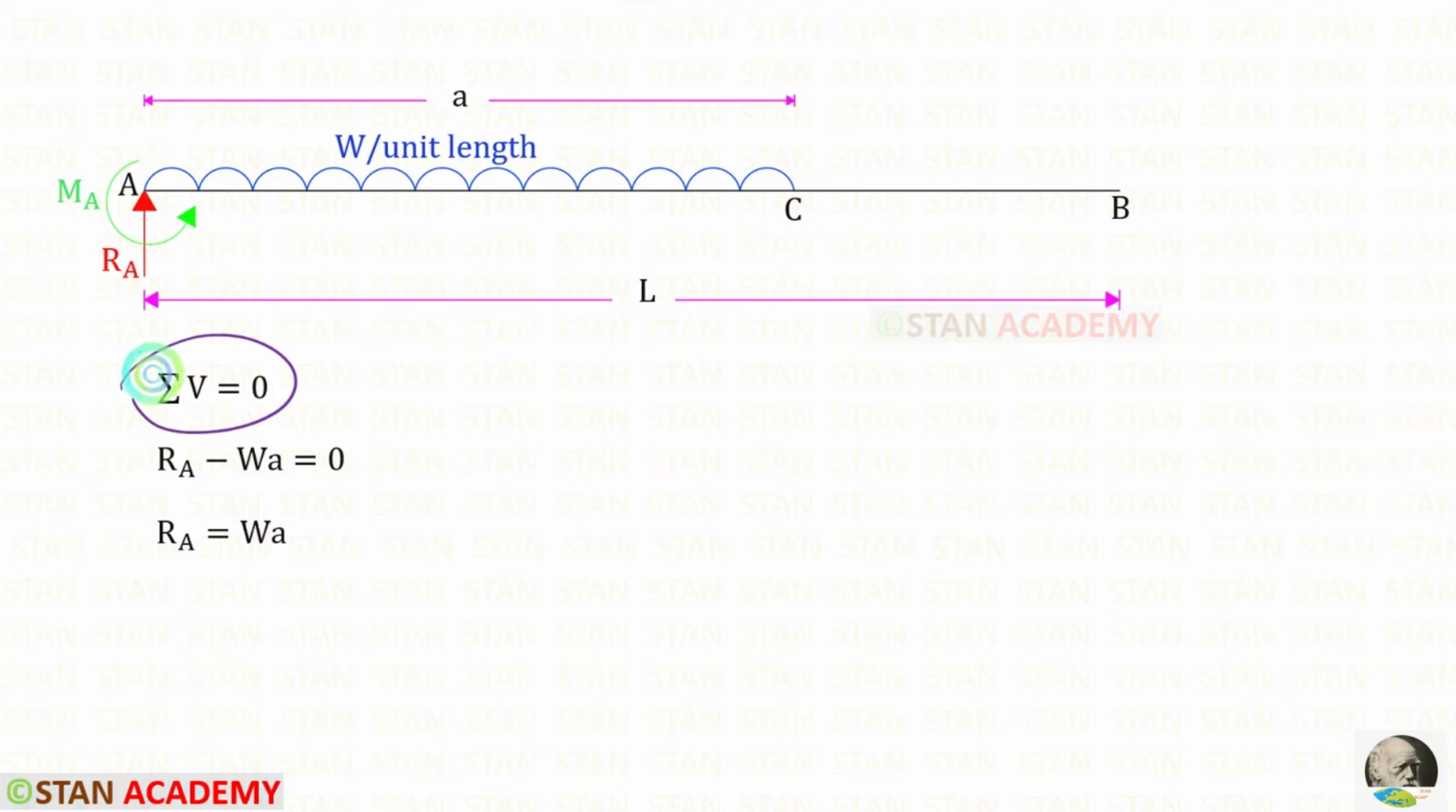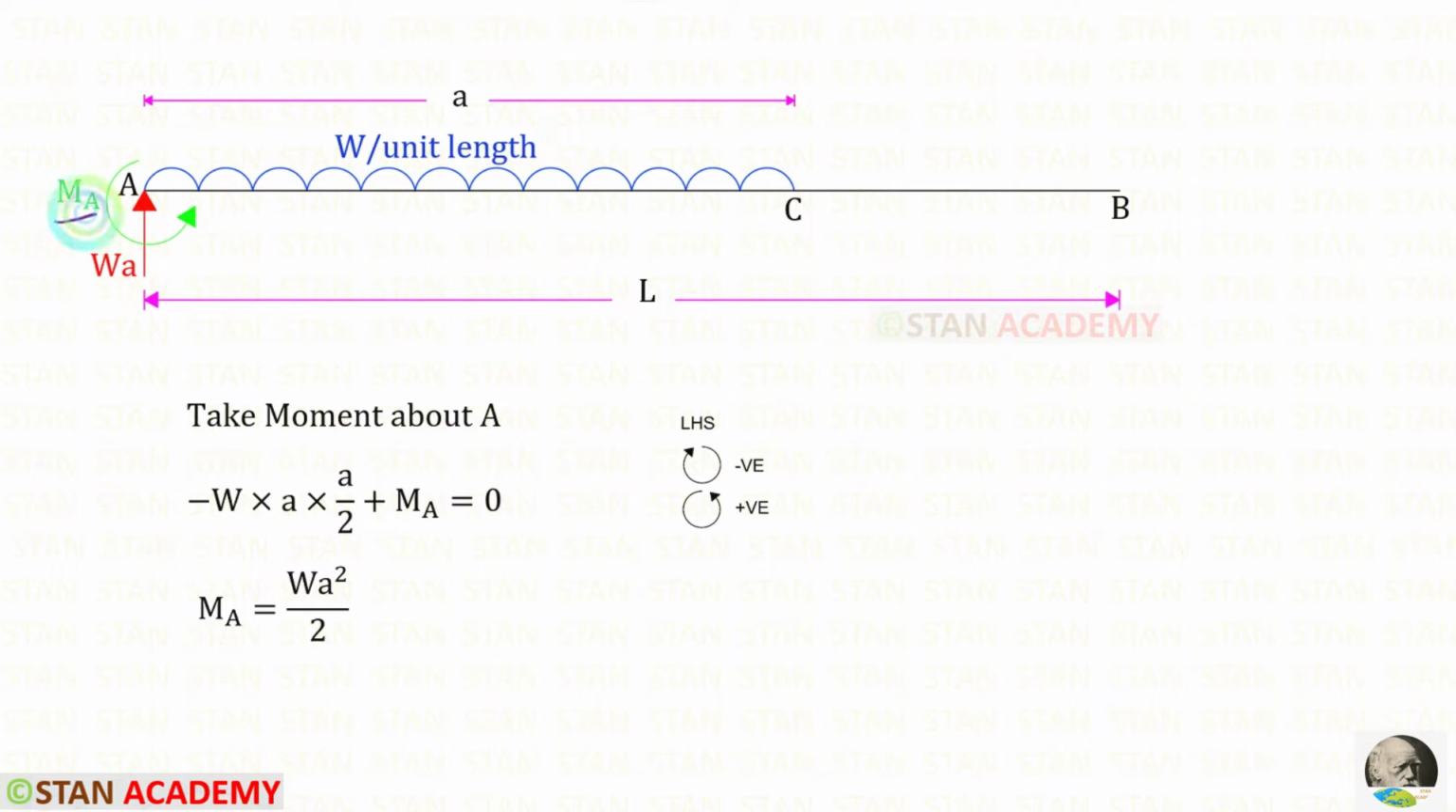By applying this rule, we can find RA. RA is acting upwards, so it will be positive. The UDL is acting downwards, it will be negative. For the UDL, to get the total load, we have to multiply the load with the distance, w into a, it will be wa. For RA, we will get wa.